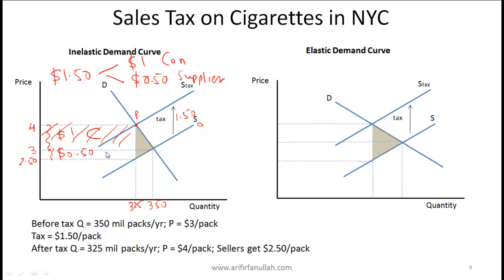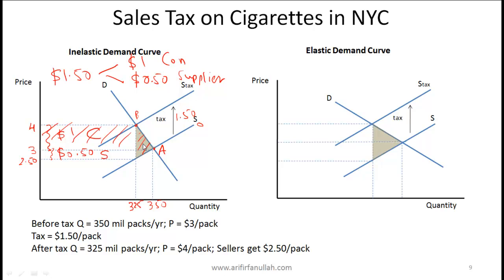And have we created inefficiency? Yes, we have created inefficiency, because our efficient point would have been this point A over here. But we are now at a lower quantity. So this region is the dead weight loss, shaded gray and red. So that's our dead weight loss.